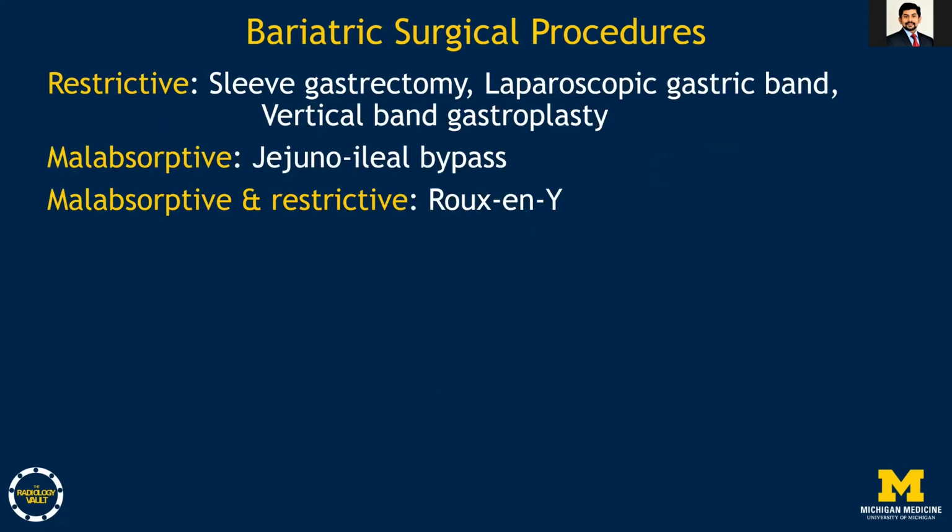Bariatric surgery can be divided into three types: restrictive, where the goal is to create a small volume stomach, and these include sleeve gastrectomy, laparoscopic gastric band, and vertical band gastroplasty. Malabsorptive, where the primary goal is to bypass a segment of the small bowel to reduce nutrient absorption, and this includes jejunal-ileal bypass. And then a combination of malabsorptive and restrictive procedure, which is the Roux-en-Y gastric bypass.